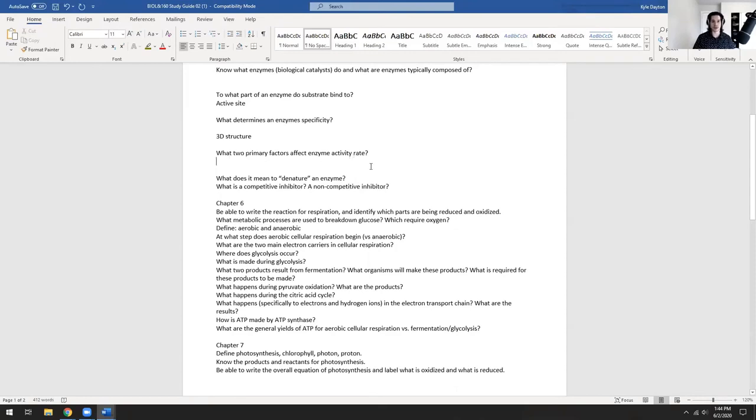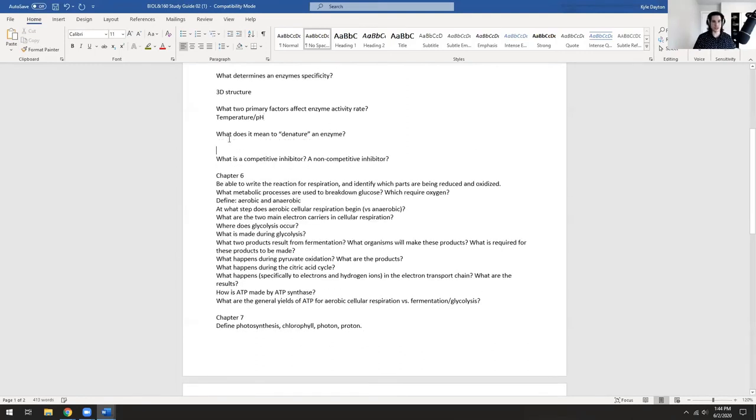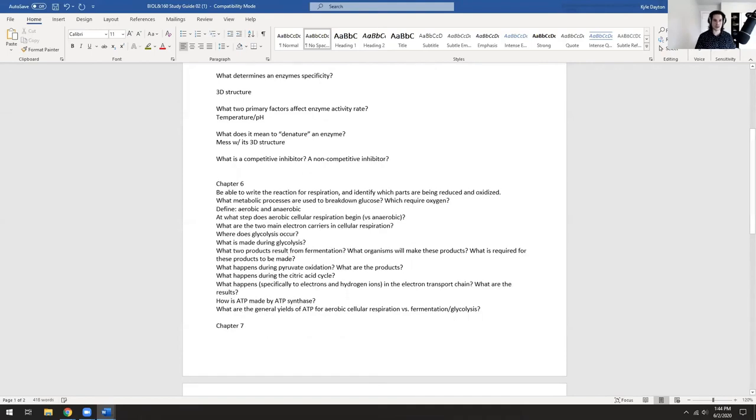What two primary factors affect enzymes' activity rate? Temperature and pH. What does it mean to denature an enzyme? That's just to mess with its 3D structure. So you give it too high of heat, you start breaking it apart, you start breaking those hydrogen bonds that are holding it together in three-dimensional space. We call that denaturation. Or your pH goes too low or too high, and you're doing the same thing. We call that denaturation.